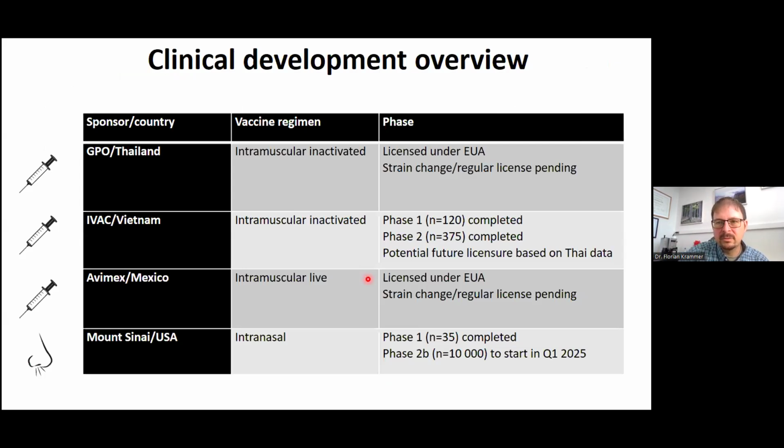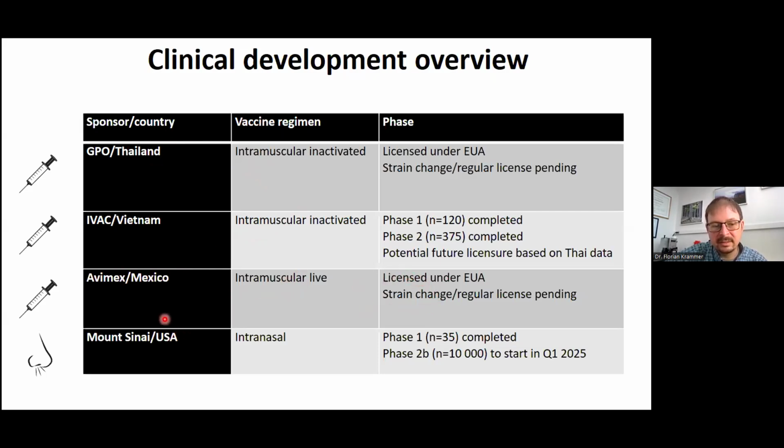And just to give you an overview here of where this stands in terms of development, we have initially worked with GPO and IVAC. Those are two vaccine producers in Thailand and Vietnam, to develop an inactivated intramuscular version of the vaccine. And this is now licensed actually in Thailand, and it's still in development in Vietnam. And we have also worked with a company in Mexico, Avimex, and they also use an intramuscular version of the vaccine, and this is now also licensed in Mexico.